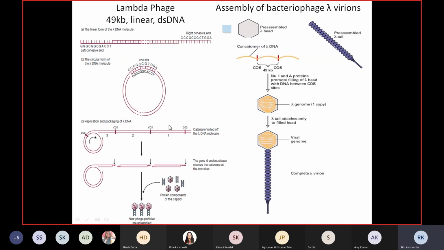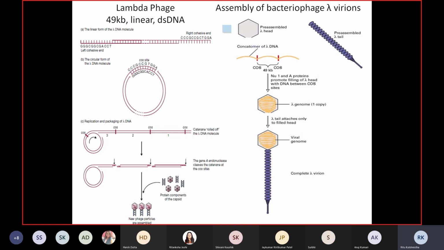I just want to say that this is a separate process taking place, but at the same time, the lambda head is pre-assembled in the bacteria, and similarly the tail also. When these two are separately present, they cannot just combine together. It's only when the DNA gets incorporated within the pre-head that we see the tail attaches. So this is how the final assembly of the lambda phage particle takes place, and then they are released from the bacteria after lysing.